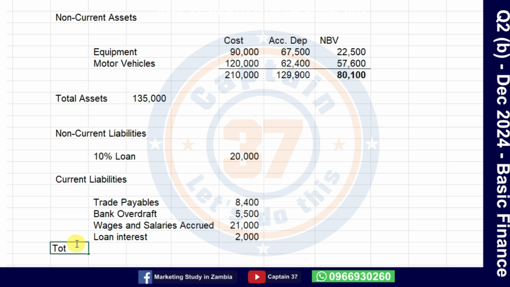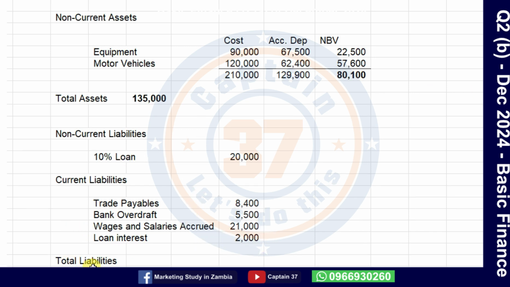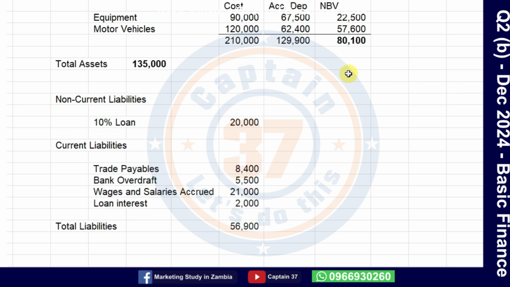Just write it there. Total liabilities is these put together, non-current and current liabilities, and this gives us a total of 56,900. So our liabilities are 56,900. We now turn to equity.